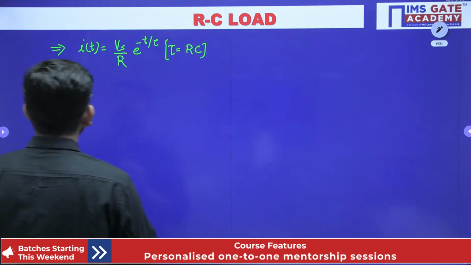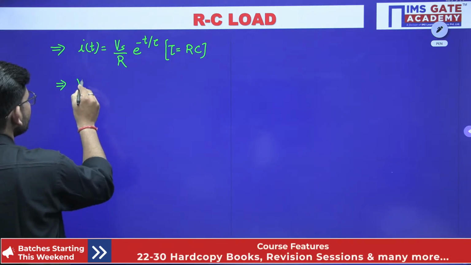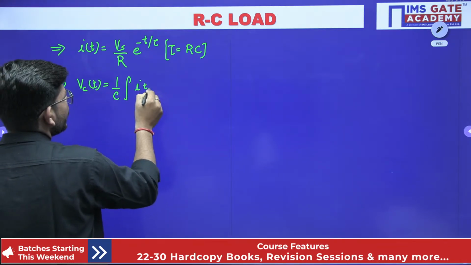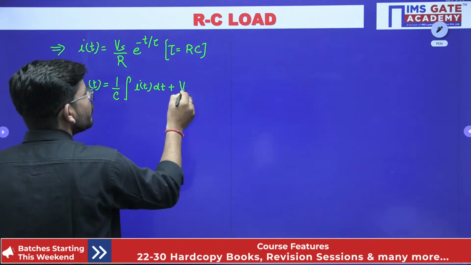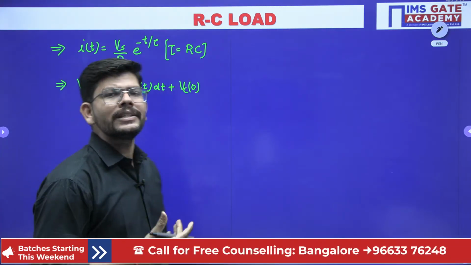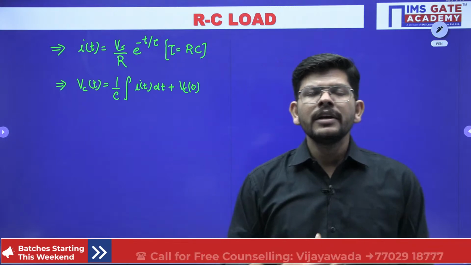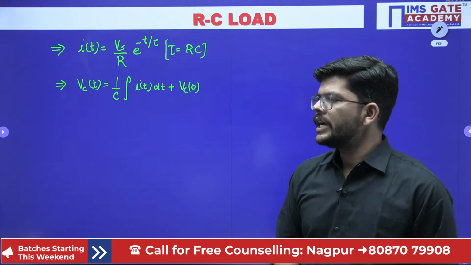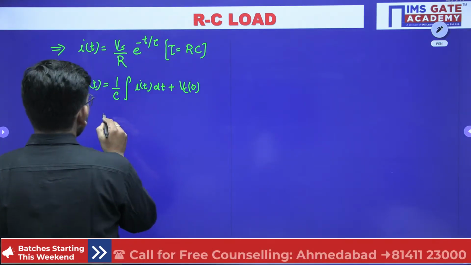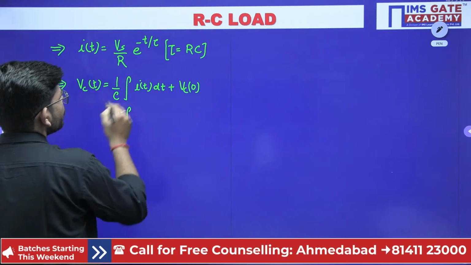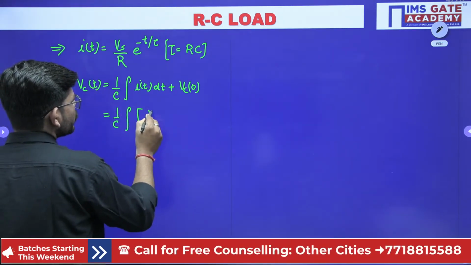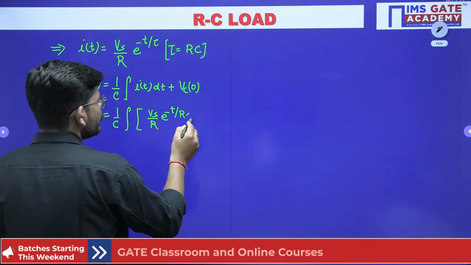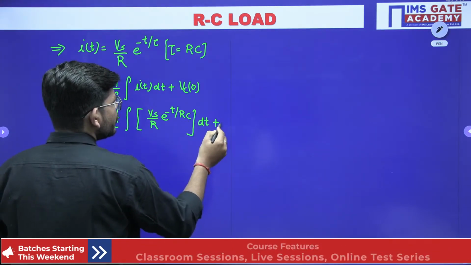Now if I have to calculate the capacitor voltage, it will be 1 upon C integral of i(t) dt plus Vc0 if there is any. Vc0 means the initial voltage across the capacitor. This is the way we calculate the capacitor voltage. Since we have no initial capacitor voltage here, Vc0 becomes 0. Now we put in the expression of i(t) that we just obtained. So i(t) is Vs upon R e to the power minus t over tau, or t over RC, dt plus Vc0, which is 0.